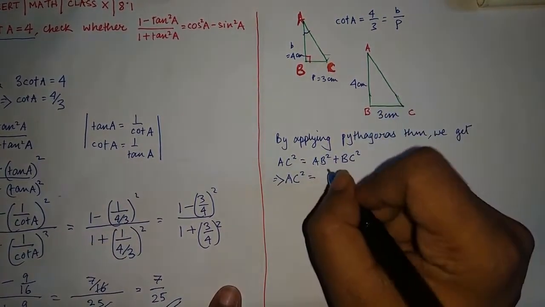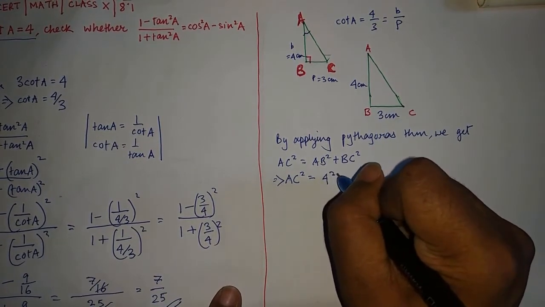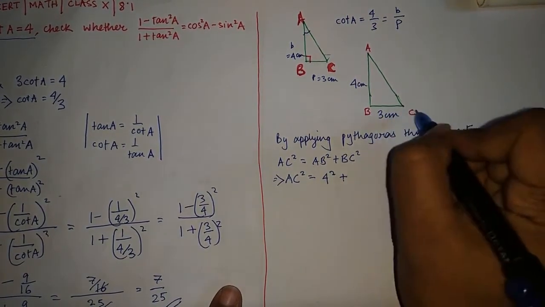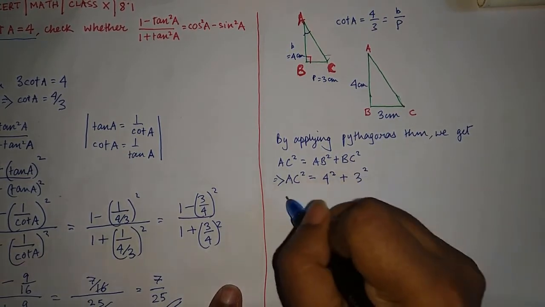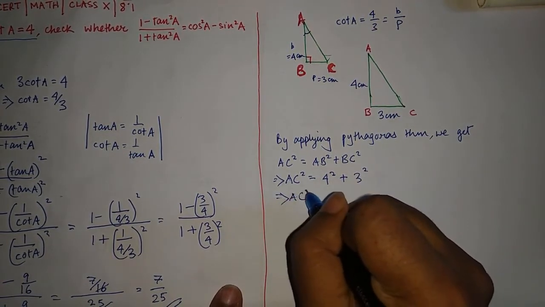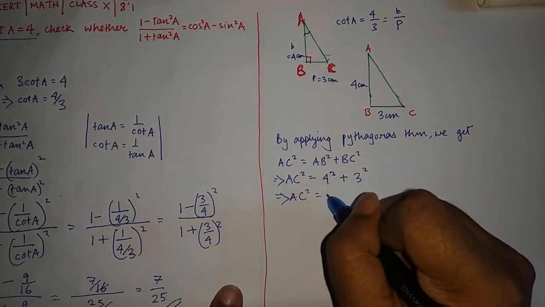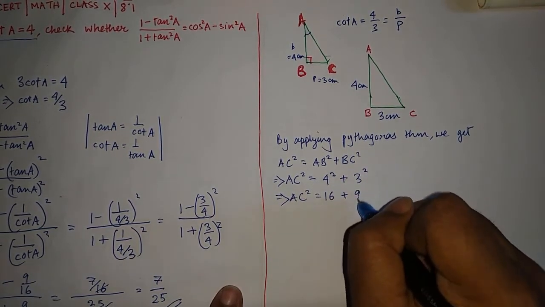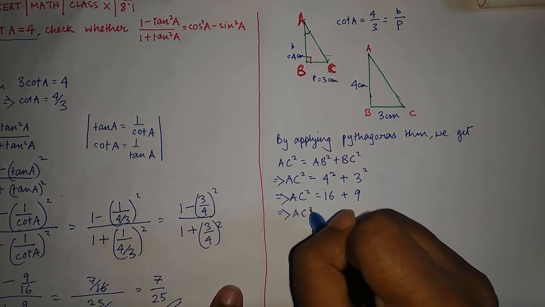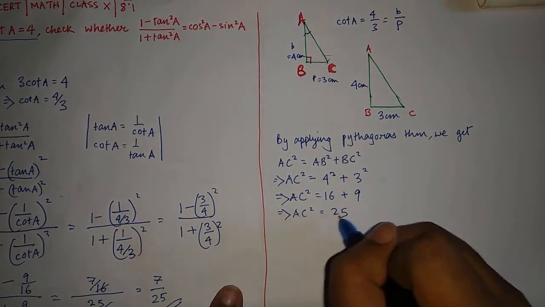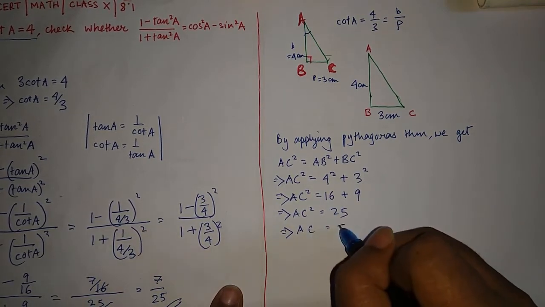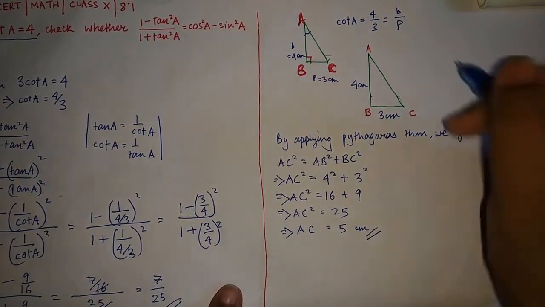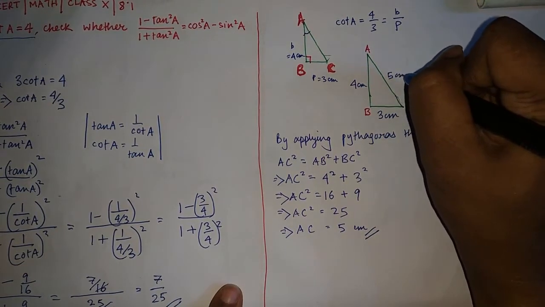What is the length of AB? It's 4 centimeter, right? 4 squared. And what is the length of BC? It's 3 centimeter. So it will be BC squared, 3 squared. So AC squared is equal to, what is 4 squared? It's 16, and 3 squared is 9. AC squared is equal to 16 plus 9, 25. Now take square roots on both sides. You will get AC is equal to 5 centimeter. So you found the value of AC, which is 5 centimeter.